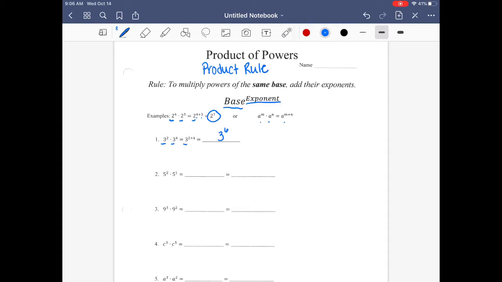So the next example, we have base 5 and 5, and they're being multiplied together. So we're going to combine those bases into one base 5, and then our exponents are 5 to the second, 5 to the first, so 2 and 1. And since we're multiplying those bases, we're going to add those exponents. So our final answer is going to be 5 to the 2 plus 1, which is 3.